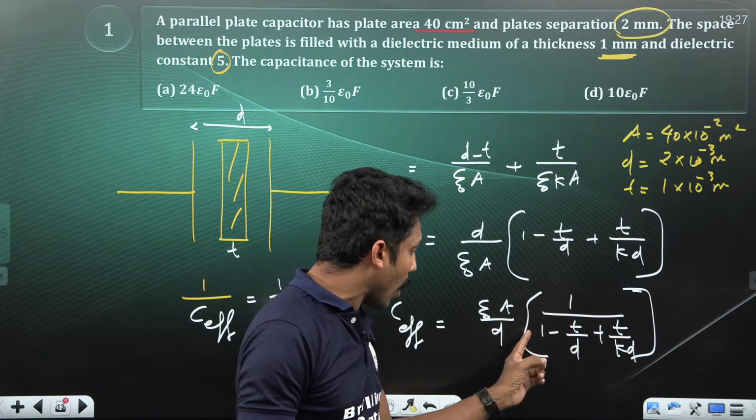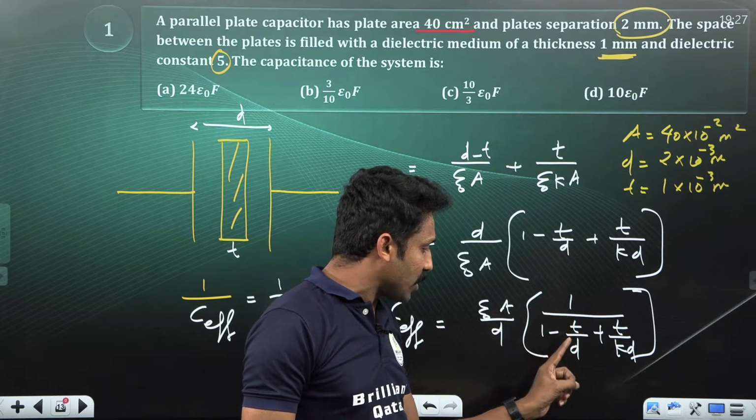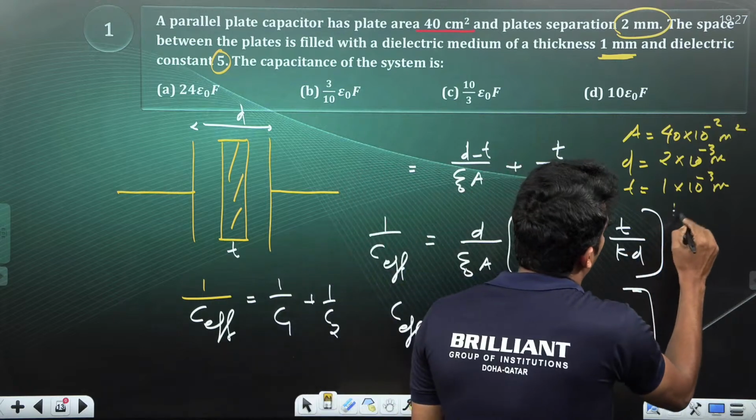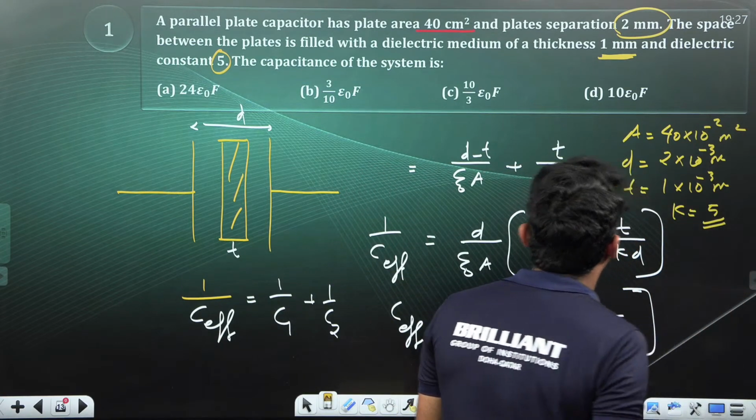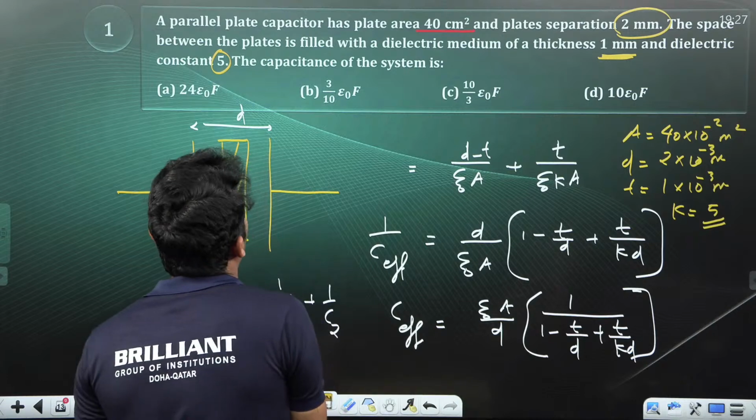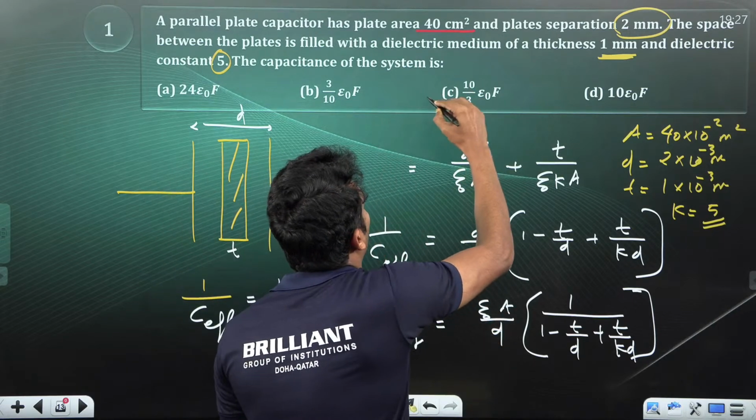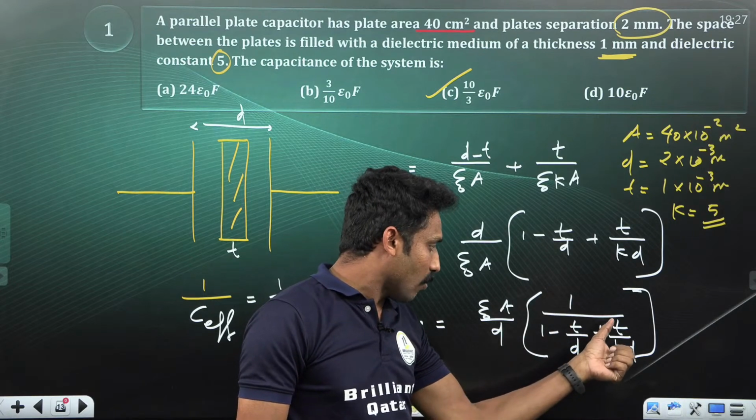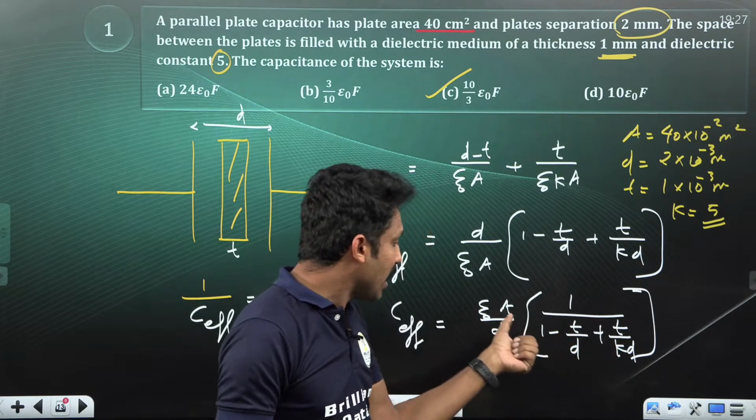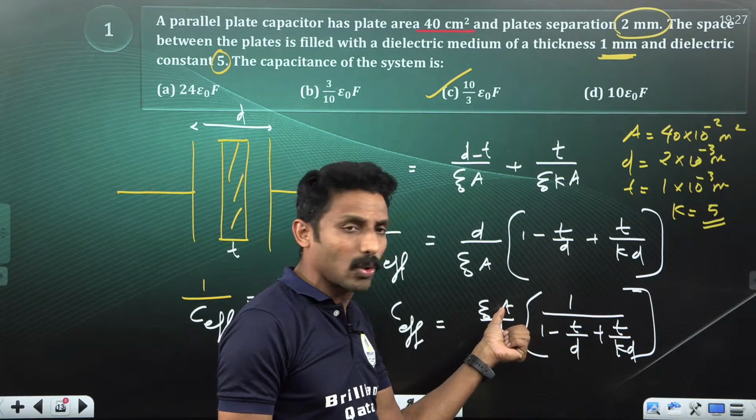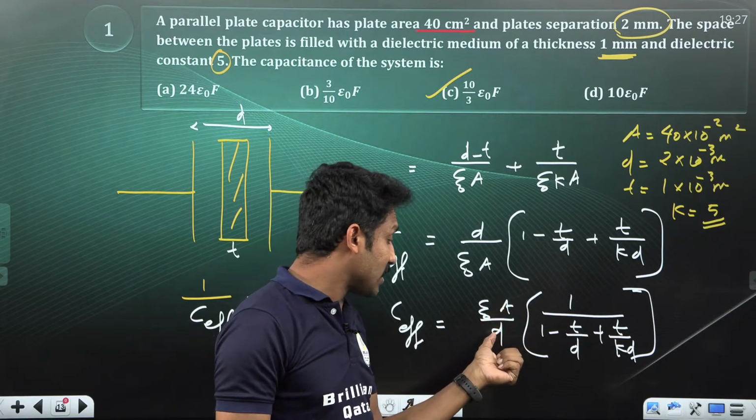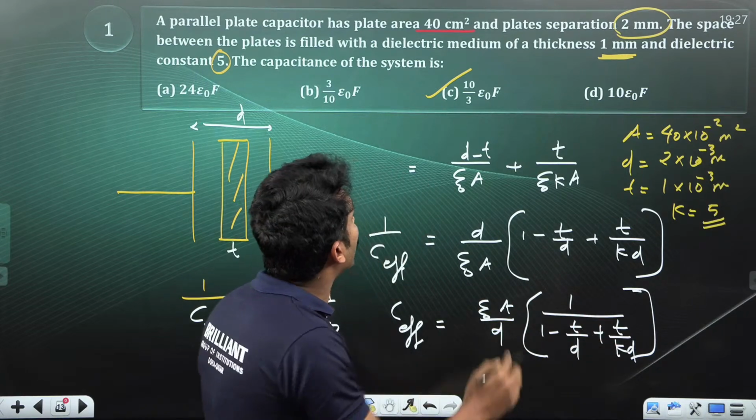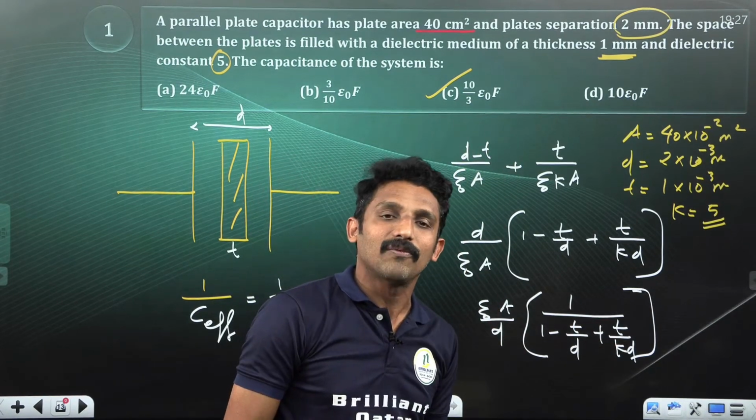So you can put here 1 minus 1 by 2 plus 1 divided by K, and this dielectric constant value is given, K is 5. Put in this value, we get the answer 10 by 3 epsilon naught F. This is simple substitution: 1 minus 1 by 2 plus 1 by 2, and K is 5. Area is 40 into 10 power minus 4, and the separation is 2 into 10 raised to minus 3. You substitute this value, we get the answer 10 by 3 epsilon naught farad.